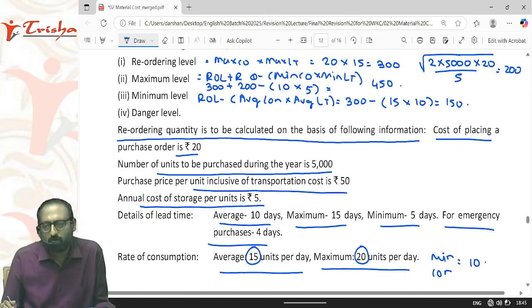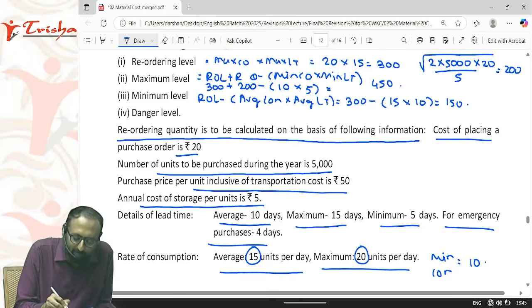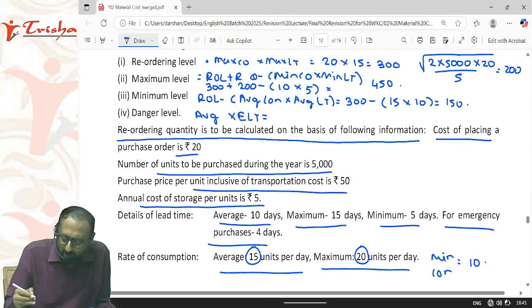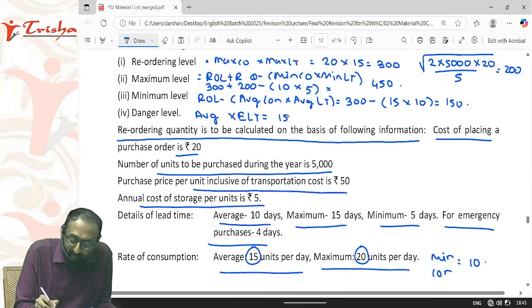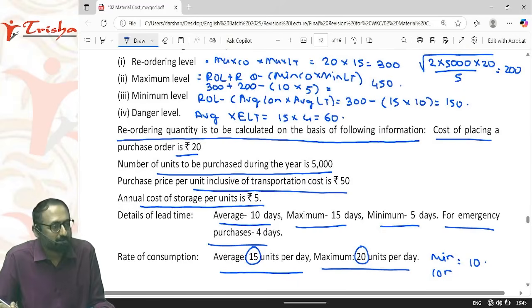What is the formula for danger level? Danger level formula is average consumption multiplied by emergency lead time. On an average, you are going to consume 15 quantity. Emergency lead time is 4. 60 will be your danger level. Correct? How to calculate average level?